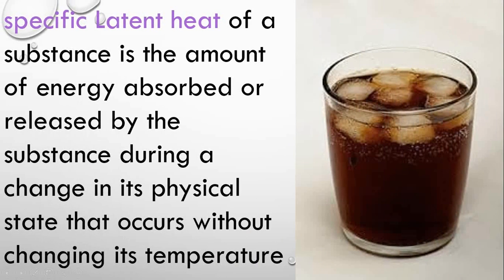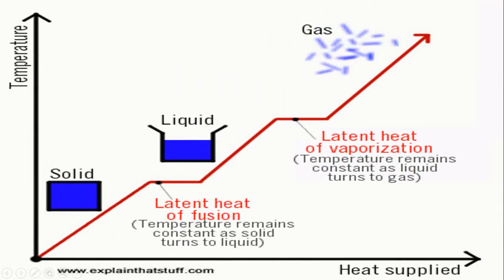Specific latent heat of a substance is the amount of energy absorbed or released by the substance during a change in its physical state that occurs without changing its temperature. And we are seeing here an example of what we read. This is a solid, that is an ice, and this is a liquid. After melting, like we see here, latent heat of fusion, temperature remains constant as solid turns to liquid. And from liquid to gas, the latent heat of vaporization, temperature remains constant as a liquid turns to gas.